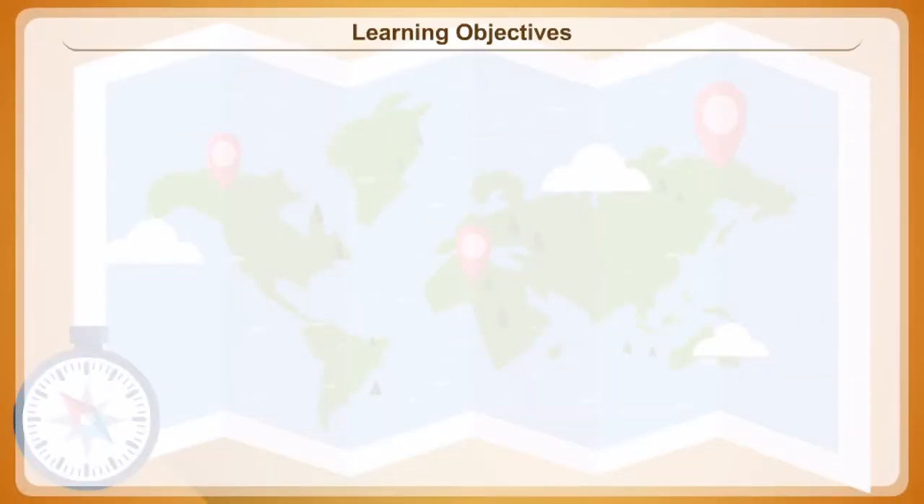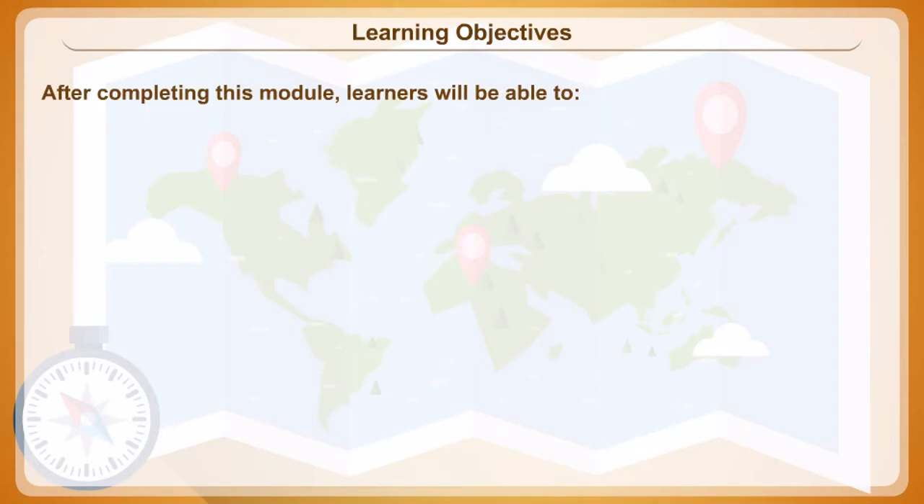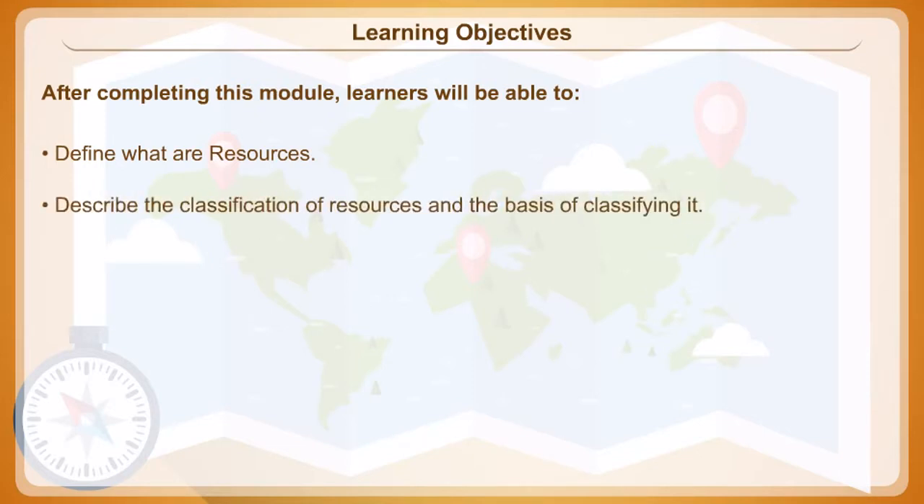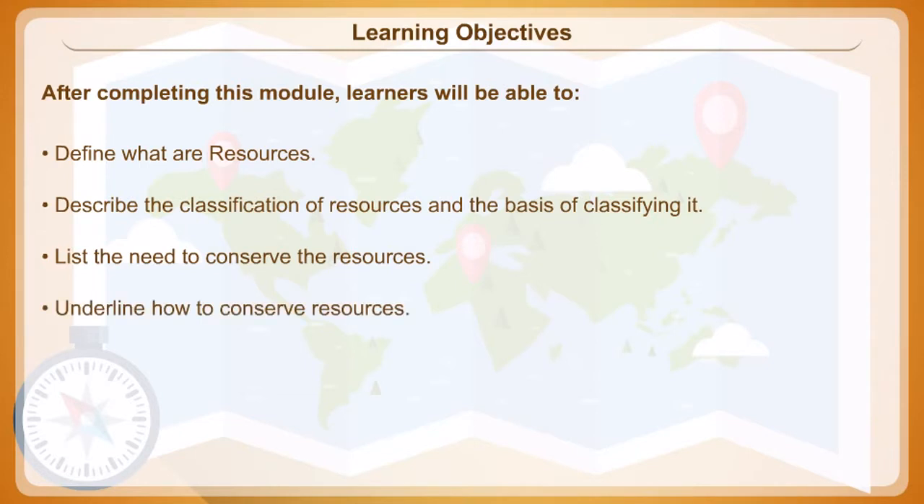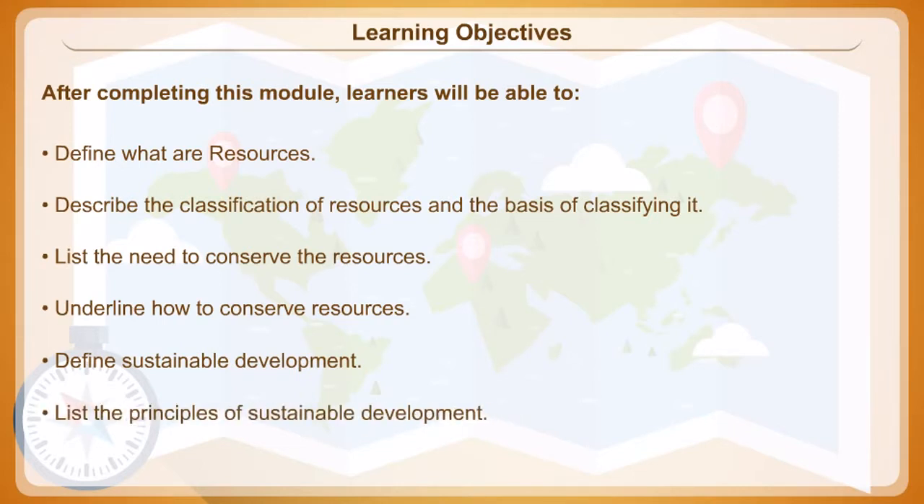Learning objectives. After completing this module, learners will be able to define what resources are, describe the classification of resources and the basis of classifying them, list the need to conserve resources, underline how to conserve resources, define sustainable development, and list the principles of sustainable development.